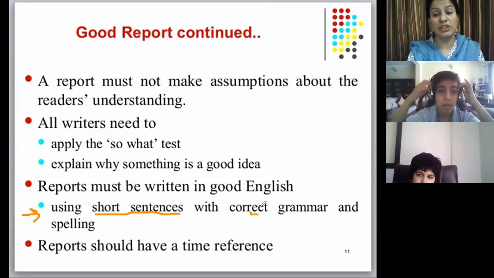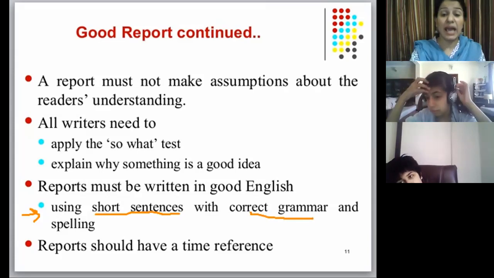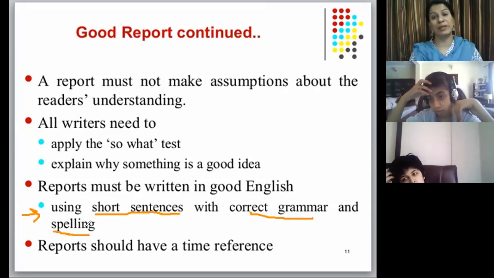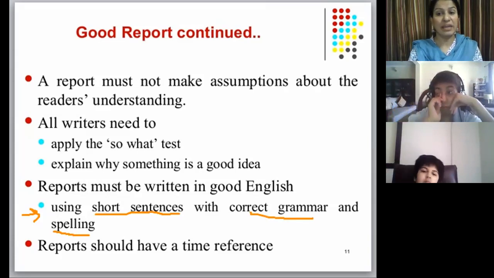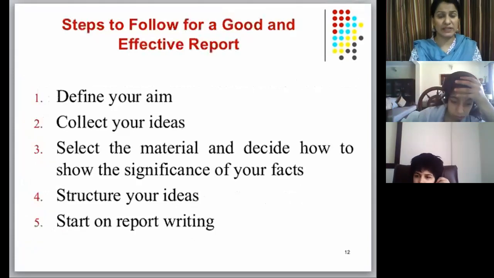Correct grammar, using the correct tenses, using the correct register is very important. And third of all, your spellings. Poor spellings leave a poor impression on the reader. Reports should have a time reference, that is, when something took place.